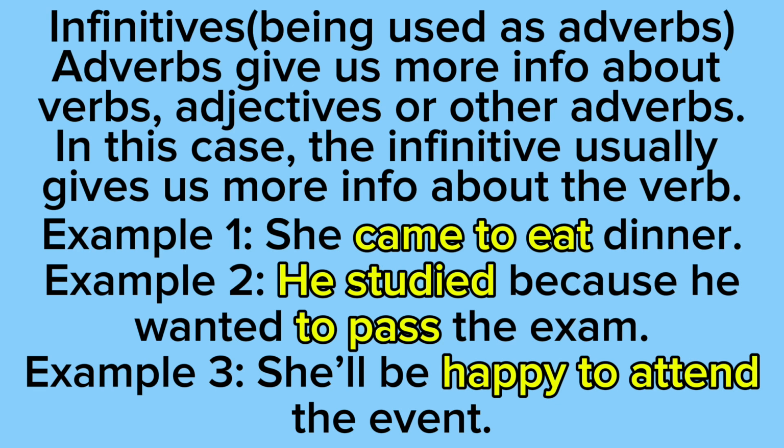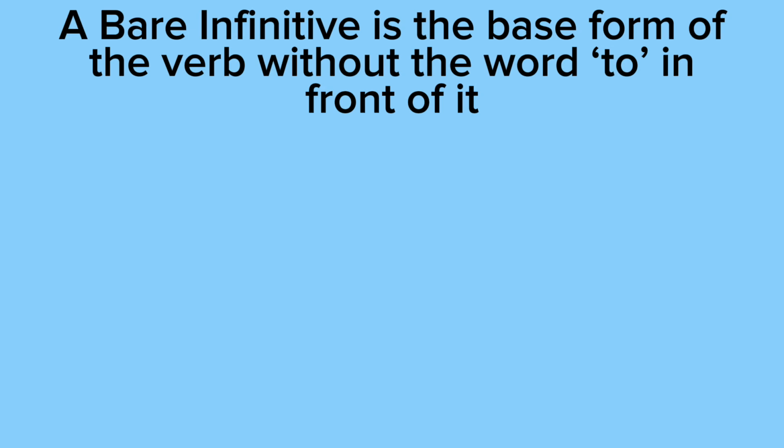Example 2 says, he studied because he wanted to pass the exam. So the infinitive to pass is acting as an adverb because it's giving us more info about why he studied. Example 3 says, she'll be happy to attend the event. In this case, the infinitive to attend is acting as the adverb because it's giving us more info about the adjective happy. Next, I'm going to talk about bare infinitives.